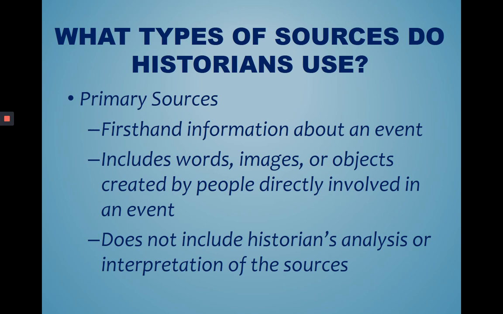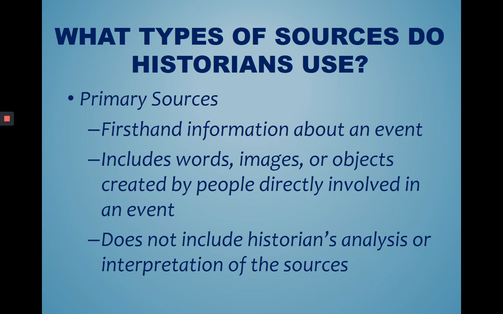Primary sources are first-hand information about the event, meaning the person that is creating the source participated in the event. They were there, they saw what happened, they experienced the event. Primary sources can include words, images, or objects created by people directly involved in the event. Again, the people creating these primary sources must be involved in the actual event themselves.